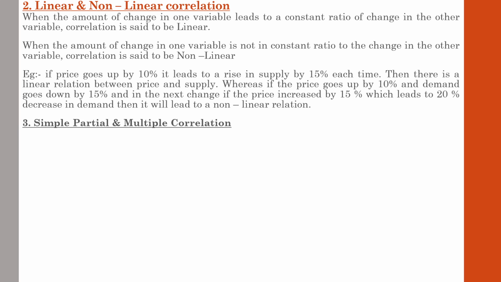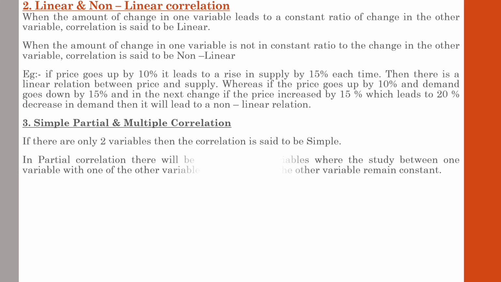Next one, simple, partial and multiple correlation. In the study of the relation between variables, if there are only two variables, the correlation is said to be simple. For example, the correlation between price and demand is simple correlation. In a partial correlation, we study the relationship of one variable with one of the other variables, assuming that the other variables remain constant. For example, let there be three variables: yield, rainfall and temperature. If it is a partial correlation, then the relationship between yield and rainfall will be studied, assuming that temperature is constant. That is the concept of partial correlation.